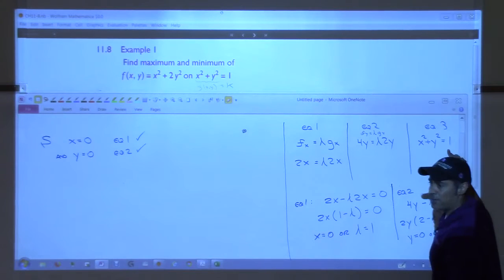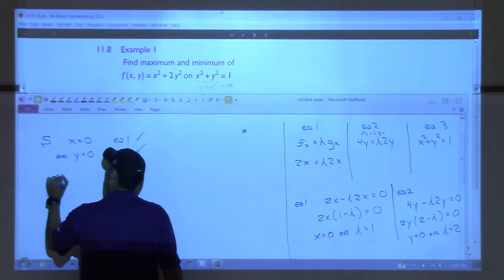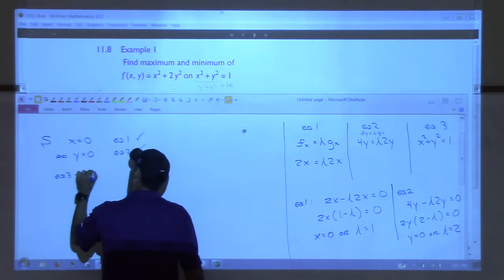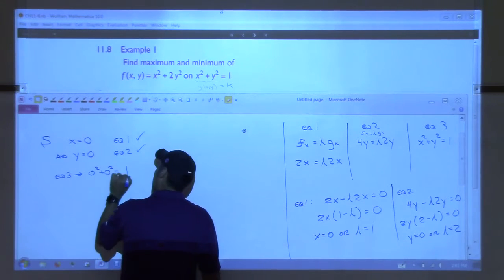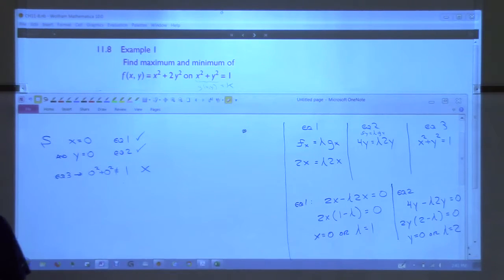If I go to equation 3, I would get 0 squared plus 0 squared equals 1, which it doesn't, and therefore it fails. So I can't have both x and y 0. All right? So let me try something else.